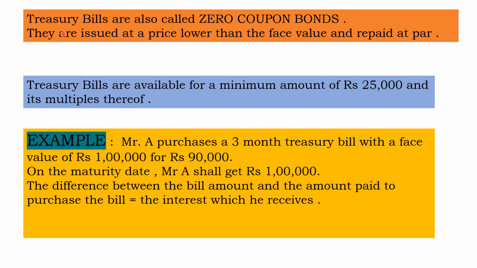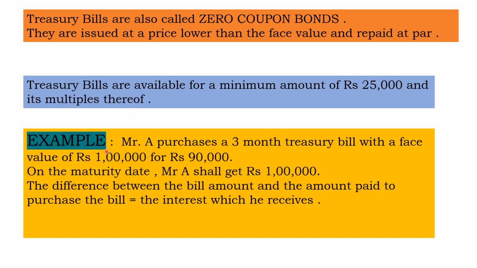Now, treasury bills are also called zero coupon bonds. Very important. MCQs can be asked on this. Another distinctive feature here is that they are issued at a price lower than the face value and repaid at par. Are you getting it? It is issued at a price lower than the face value.